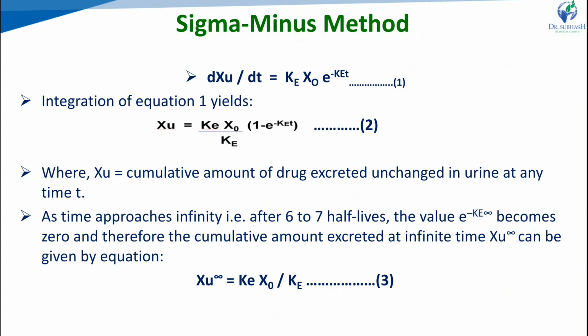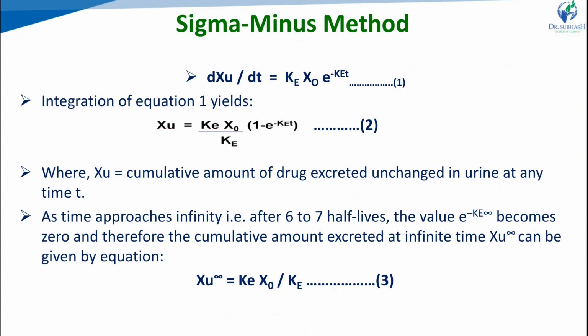Then the second method, that is the sigma minus method. The disadvantage of the rate of excretion method in estimation of Ke is that fluctuations in the rate of drug elimination are observed to a high degree. The data are so scattered that estimating the half-life is very difficult. So these problems can be minimized by using the alternative approach, that is the sigma minus method.